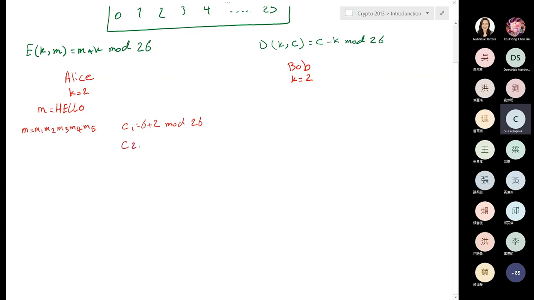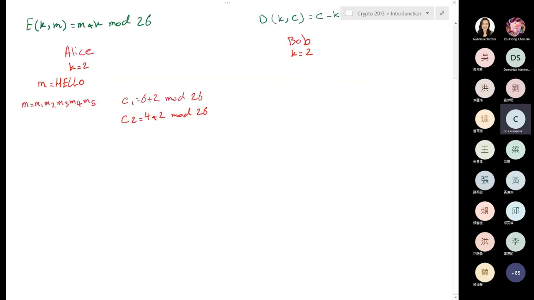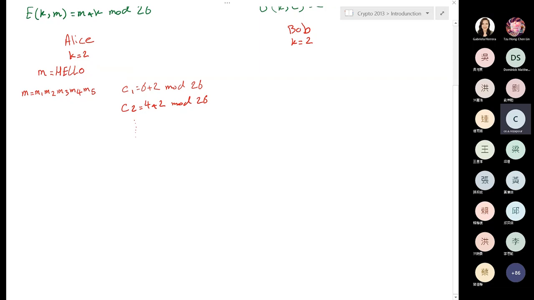And then we compute it for the second one. E is going to be 4 plus 2 mod 26. Don't forget this mod 26. For now it doesn't really make sense to use 26, but when it goes beyond 26, it will start to make sense. All the way to computing C5 at the end. Then what she would send to Bob is the combination of C1, C2, C3, C4, and C5.